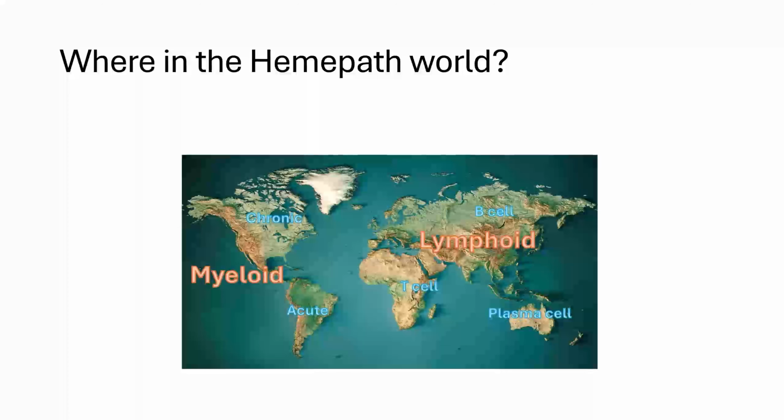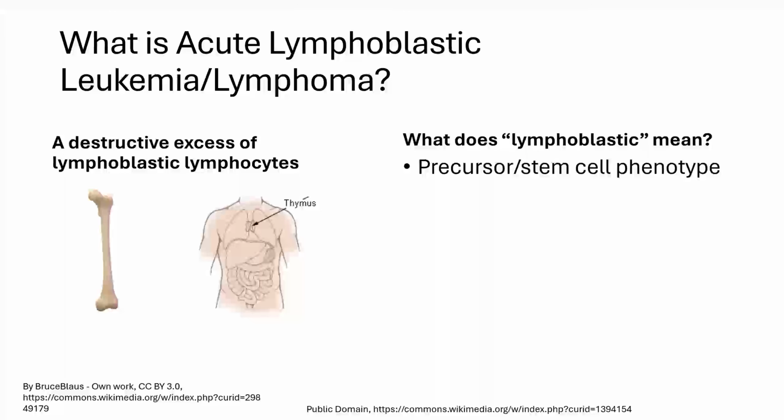Today we will begin in the lymphoid hemisphere. What is acute lymphoblastic leukemia lymphoma? It is a destructive excess of lymphoblastic lymphocytes. But what does lymphoblastic mean? It refers to lymphocytes that have a precursor or stem cell phenotype. Let's keep in mind that lymphocytes begin in either the bone marrow for B cells and the thymus for T cells.